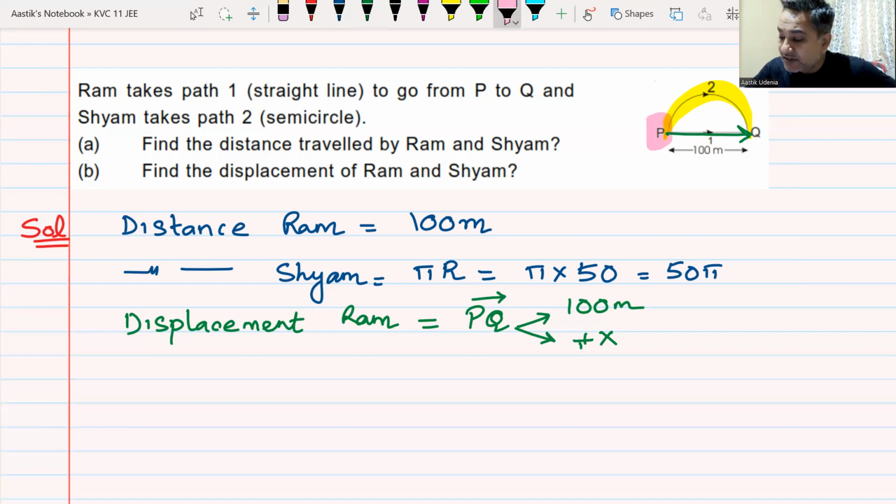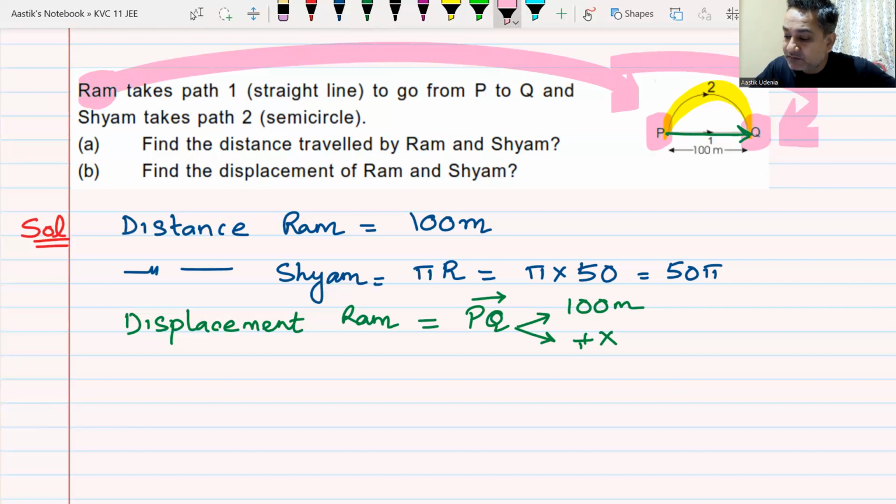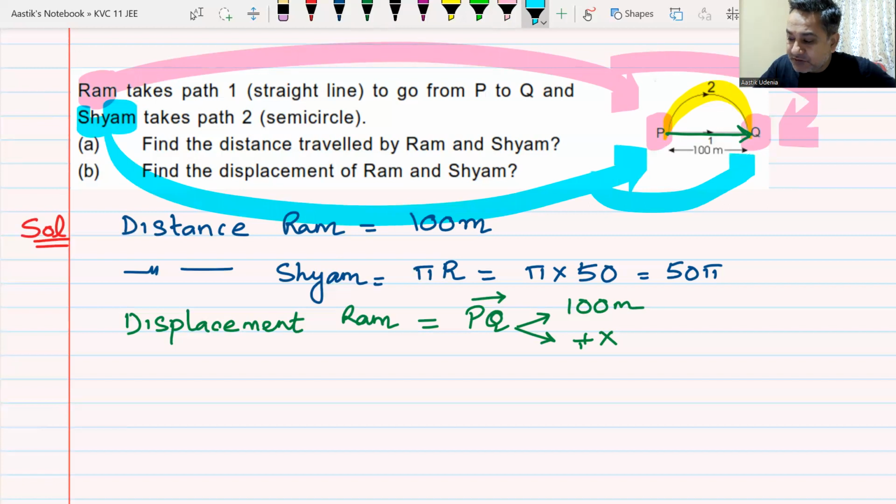Why is it the same as Ram? Because the initial and the final positions are the same. Ram starts from the same initial position and the same final position. Sham also starts from the same initial position and same final position. Their distances are different, but their displacements are the same. Do we understand this?